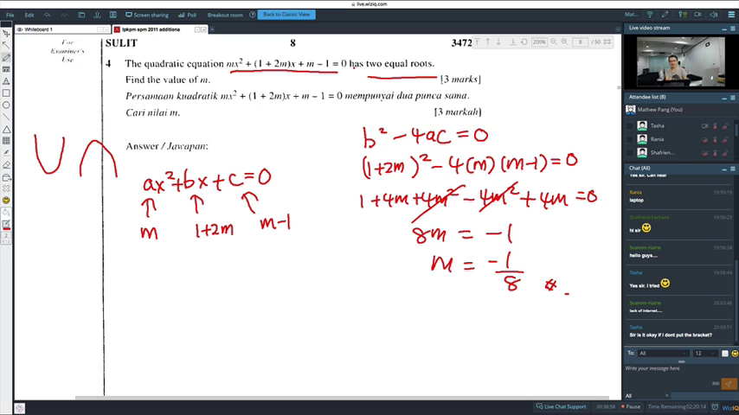The first thing is you have to understand whenever you see 2 equal roots, it means b squared minus 4ac equals 0. If the question says 2 distinct roots, it means bigger than 0. If the question says no roots, it means less than 0. This is quite important and you have to memorize it. Then you always need to double check whether the equation is in the general form or not. If it is not in the general form, you have to rearrange it yourself. Okay, let's move on to question number 5.